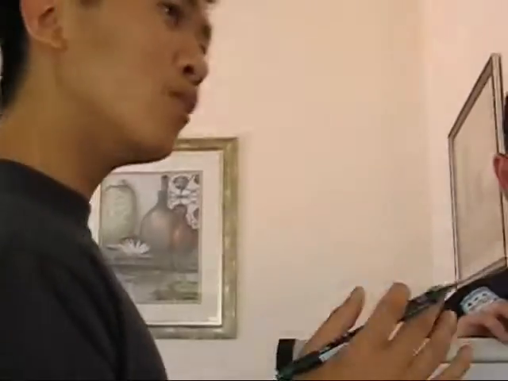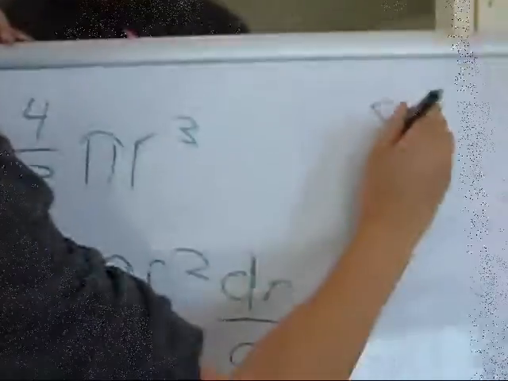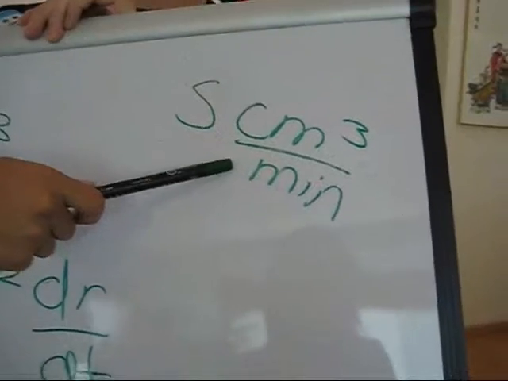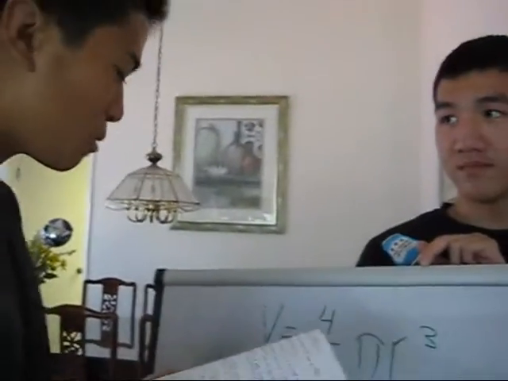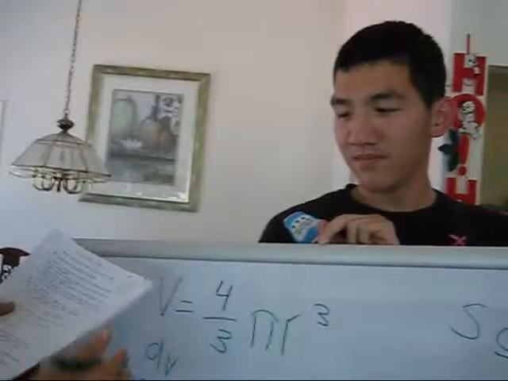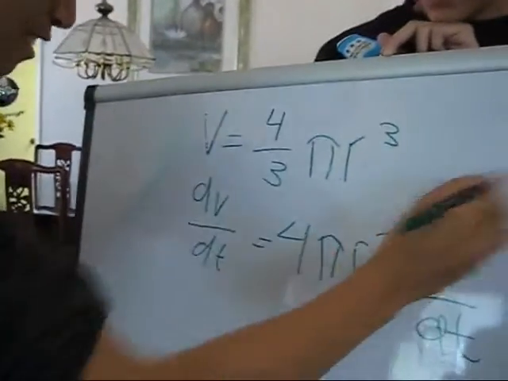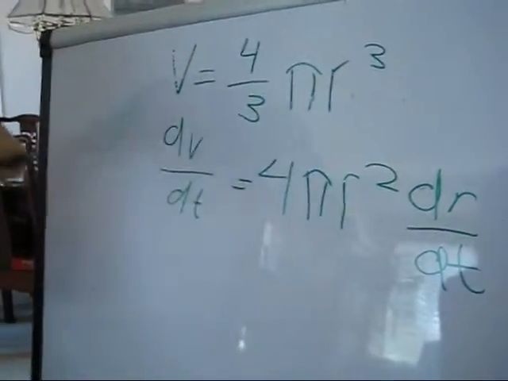And we know that I'm blowing into the balloon very hard, as much as I can, at a constant rate of 5 centimeters cubed per minute. Let me write that down. So I'm blowing air into the balloon at a rate of 5 centimeters cubed per minute. So now all we have to do is plug in what we know. So dV over dt is 5 centimeters cubed per minute.